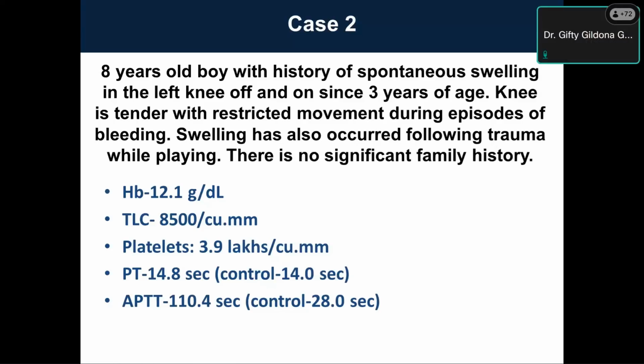What would you think from the history alone? You mean without the PT and aPTT values, sir? Even the CBC. Hb onwards till aPTT, I did not give you. What will you think from the history alone? The first 5 lines. So with recurrent episodes of bleeding on and off for 3 years, sir, I would first think generally of a coagulation disorder, a very broad term. Then I would request the aPTT, PT and CBC.